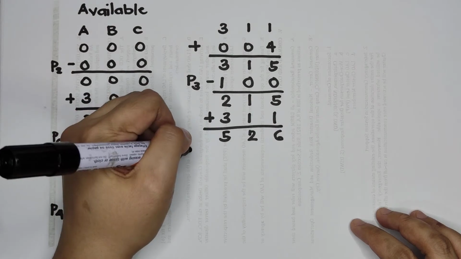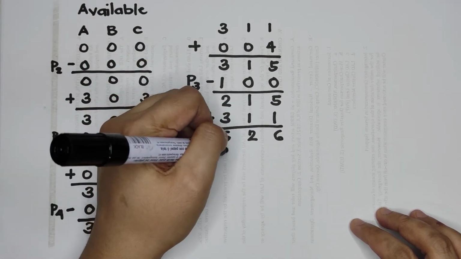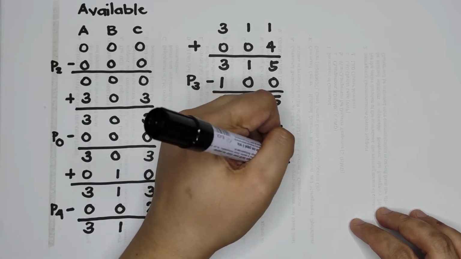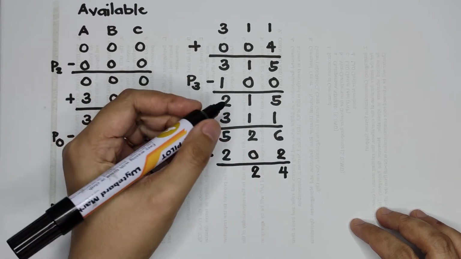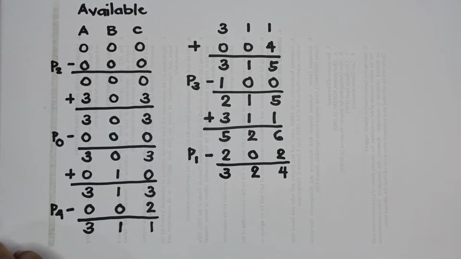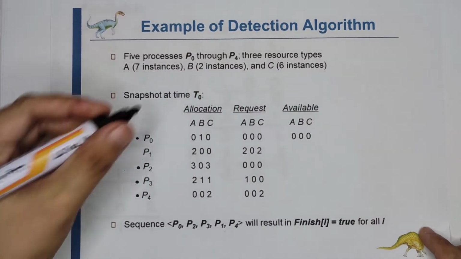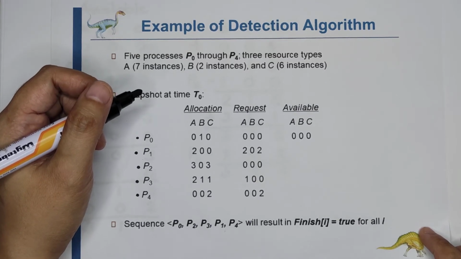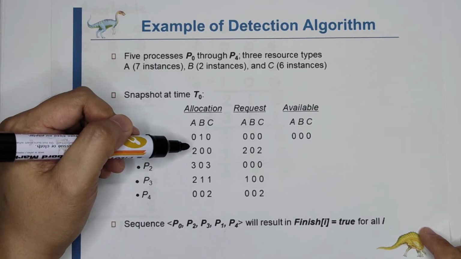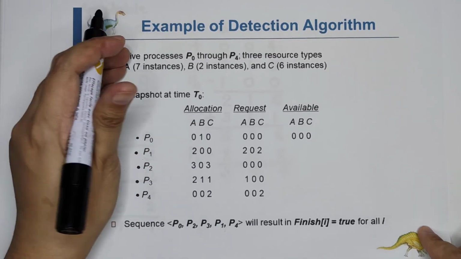So for P sub 1, deduct 2, 0, 2. Okay, so 6 minus 2 is 4, 2 minus 0 is 2, 5 minus 2 is 3. And then after we finish the execution of P sub 1, return the allocation plus request, all of its allocated resource values. So 2 plus 2 is 4, 0 plus 0 is 0, 0 plus 2 is equal to 2. So we're going to return 4, 0, 2.